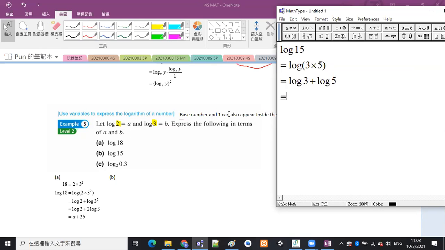Okay, but we can change the 5, as usual. Change the 5 to be 10 over 2, right? Because 10 is the base of the log. Can you see this? There is no base written out.